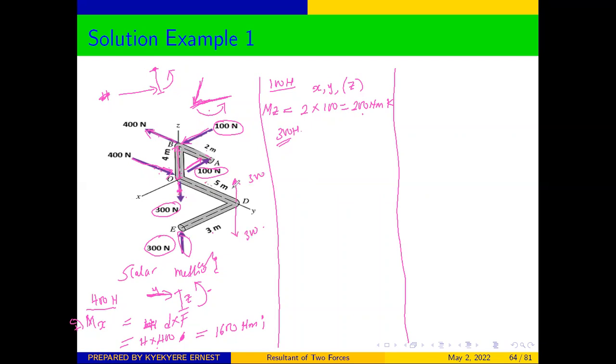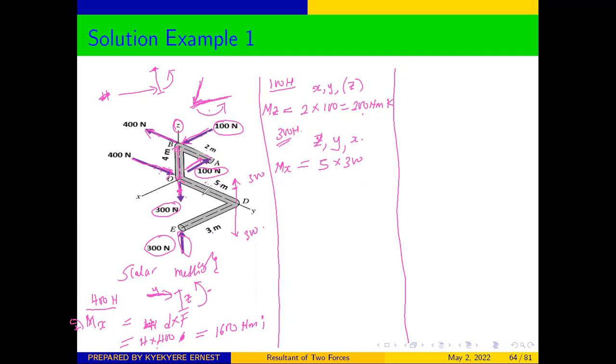You can see that this and that are forming a couple, and they are all in the y-axis. So our force is in the z. Our force is in the z-axis, and the perpendicular distance between them is in the y. So you can see that our rotation is going to be on the x. Therefore, you can write Mx will be equal to the magnitude of our force, which is 300, times the distance between them, which is 5. And we can check whether it is clockwise or anti-clockwise.